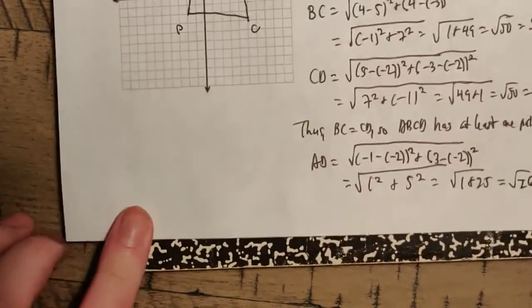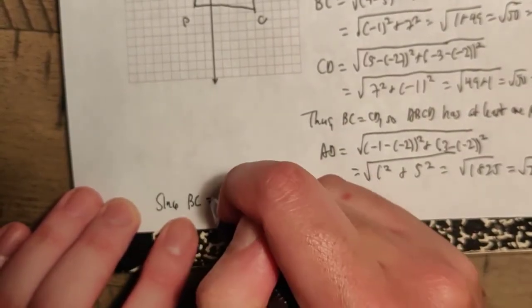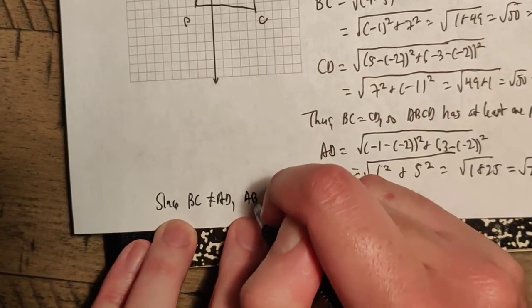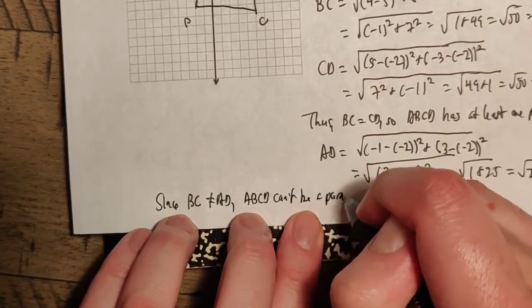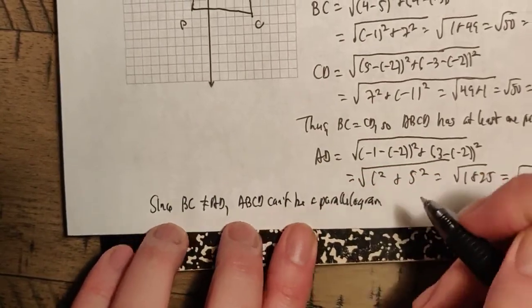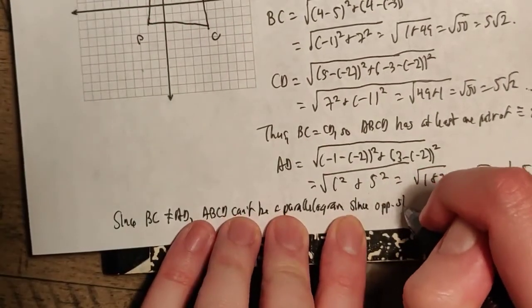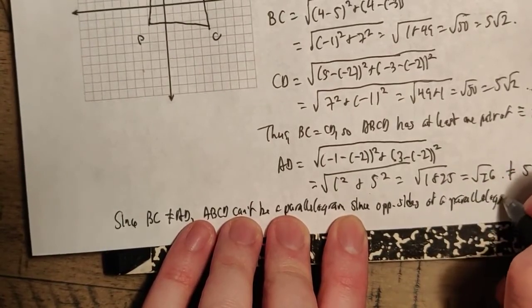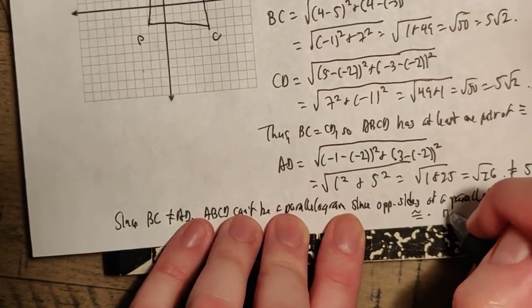So we can say that since BC is not equal to AD, we know that BC is not congruent to AD because they have different lengths. ABCD can't be a parallelogram, since opposite sides of a parallelogram are congruent. And we can end it there.